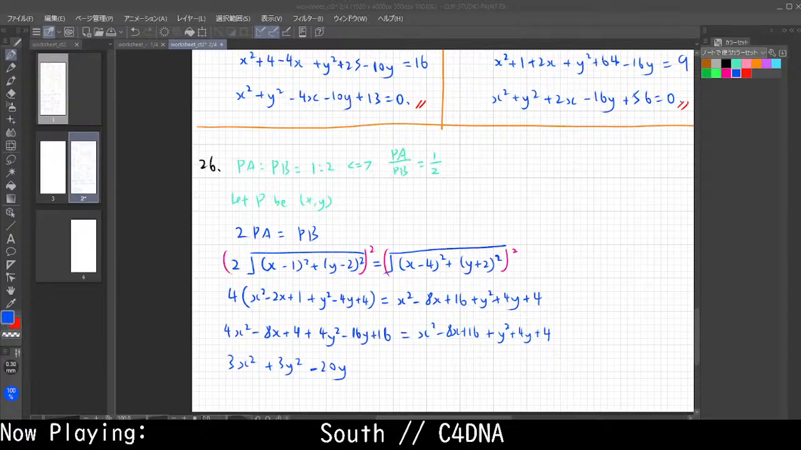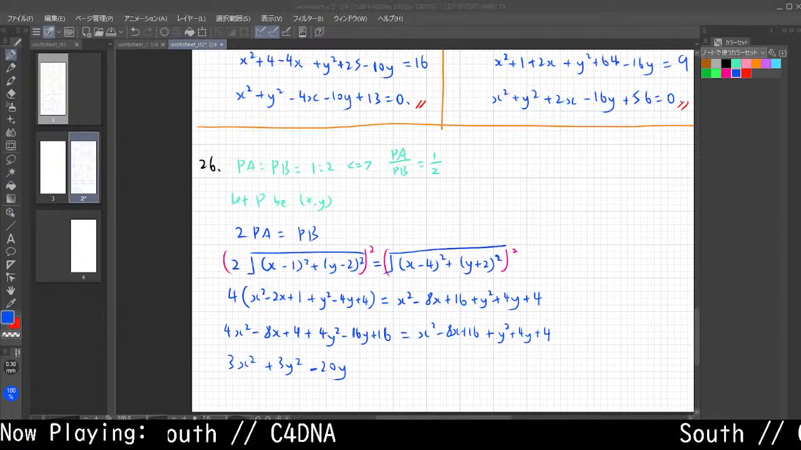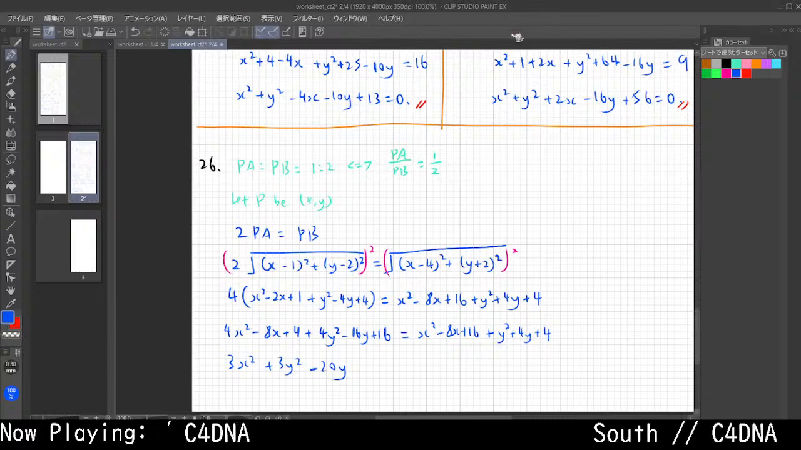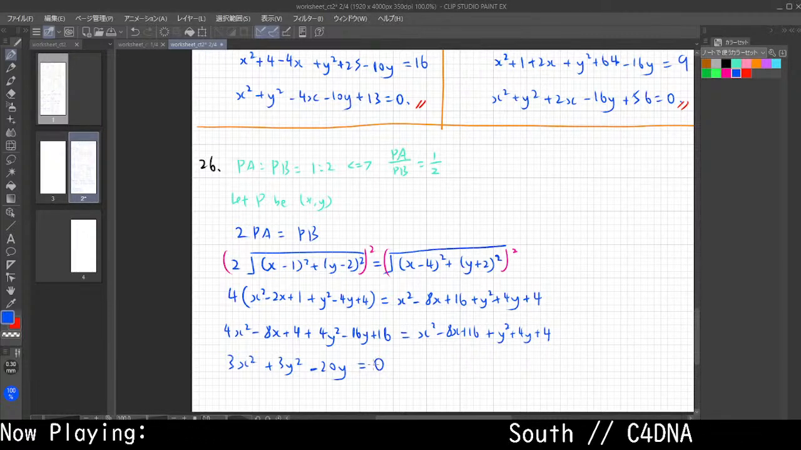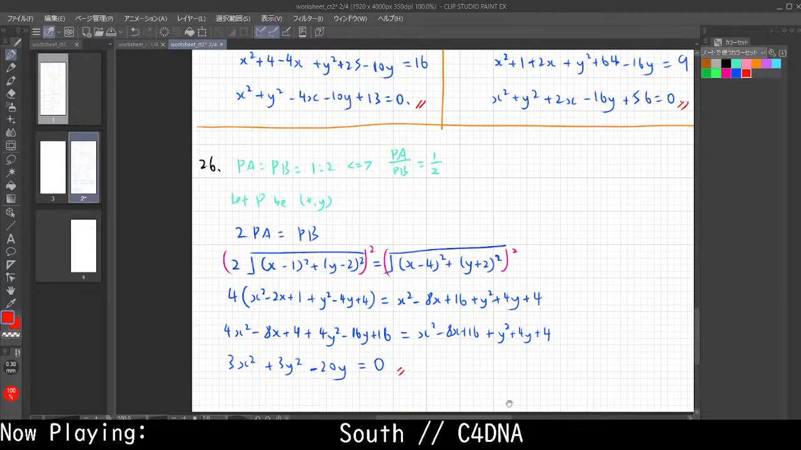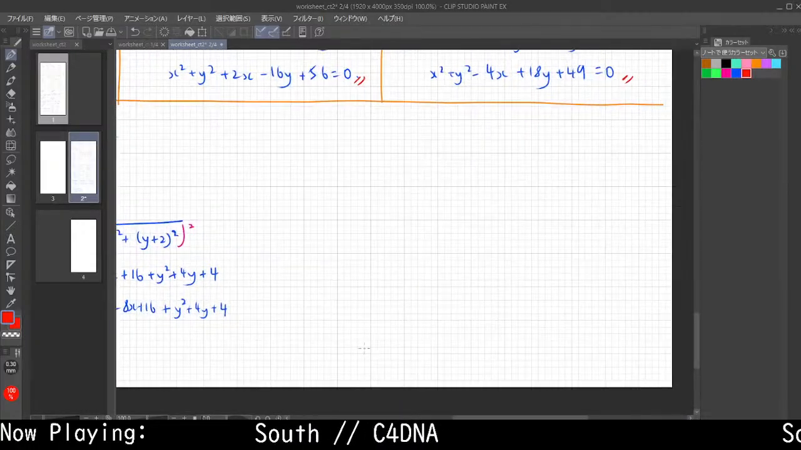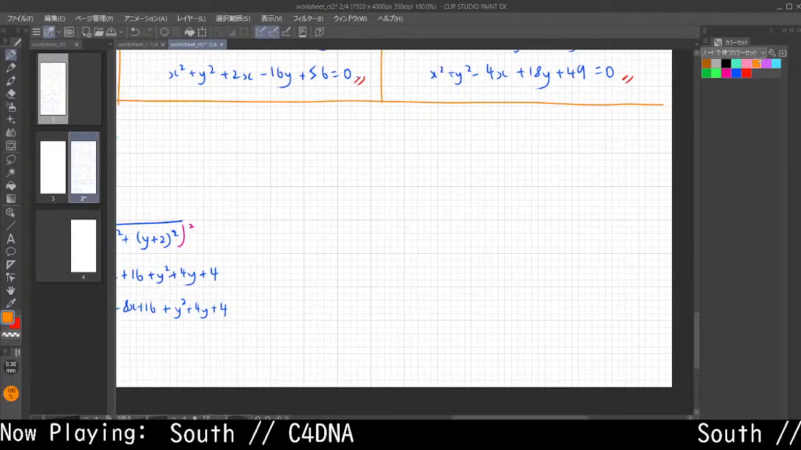Okay, this is equal to 0. Anything else you need to do? Can you simplify? Cannot. This is your answer. Okay, I have space for one more question, so let's go through 27.